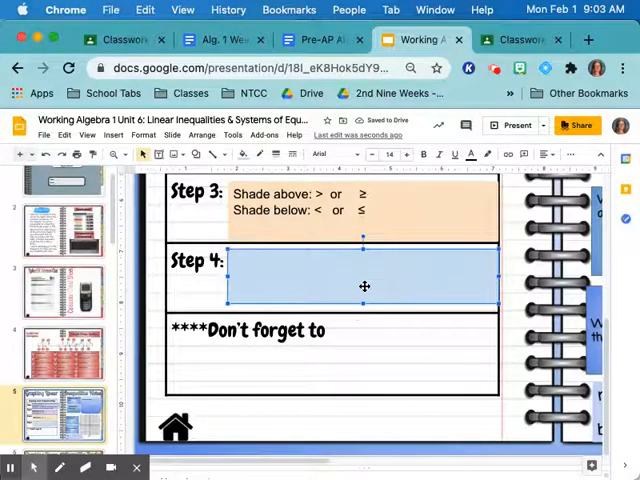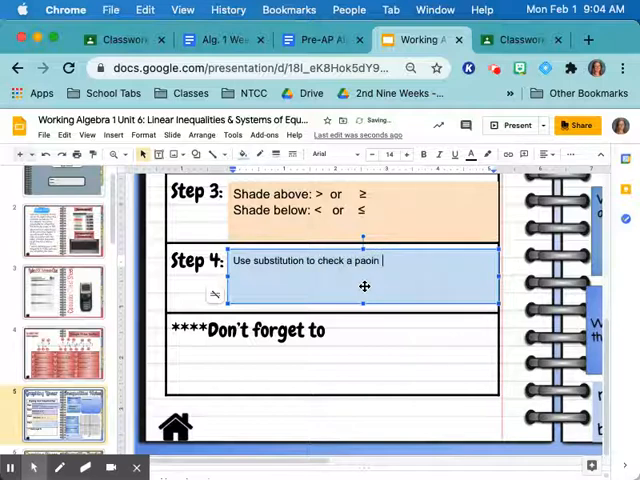Okay, and then step 4 is use substitution to check a point in the shaded area.